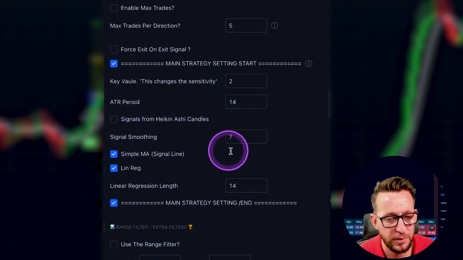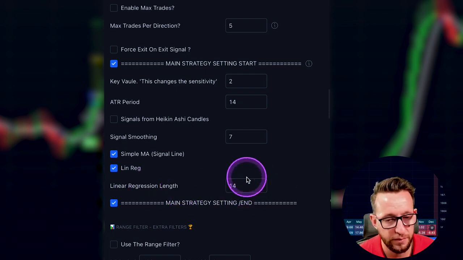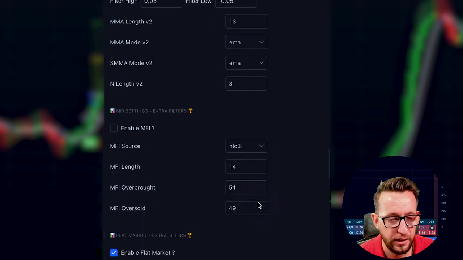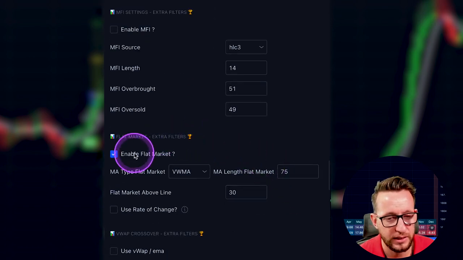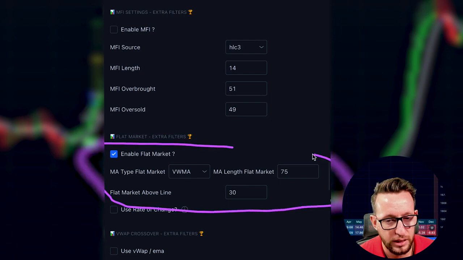The signal smoothing was 7, and the linear regression length was 14. They're the best settings that I found. Other confluence I've added is the David Tech flat market, which gives us much better results. This is the actual setup I'm using for that here. So as you can see, I'm using the MA line of 75, using the volume weighted average.